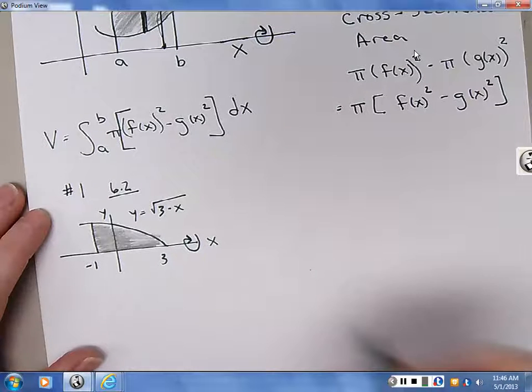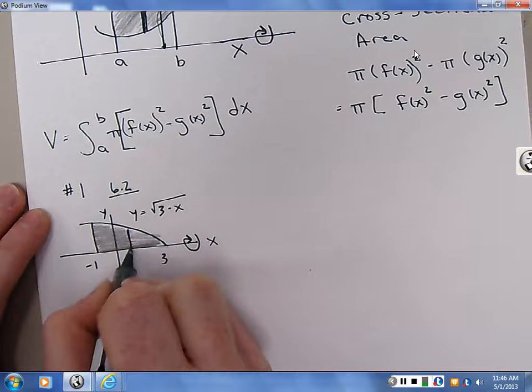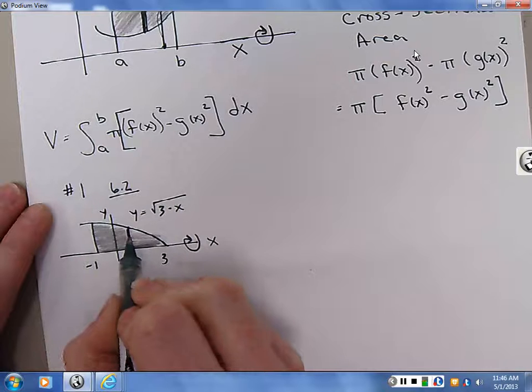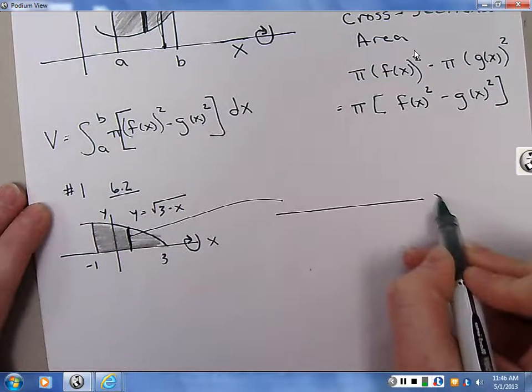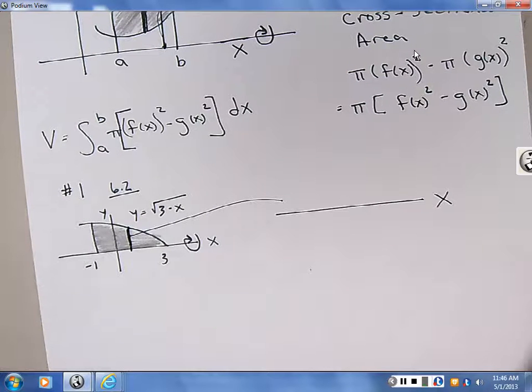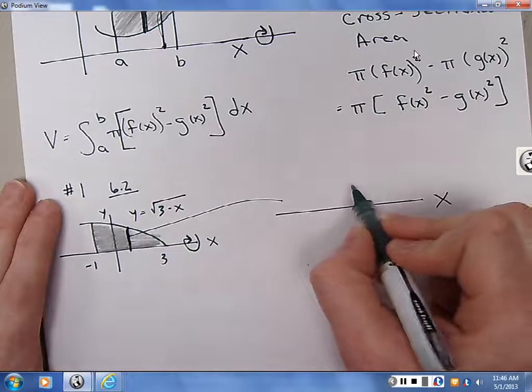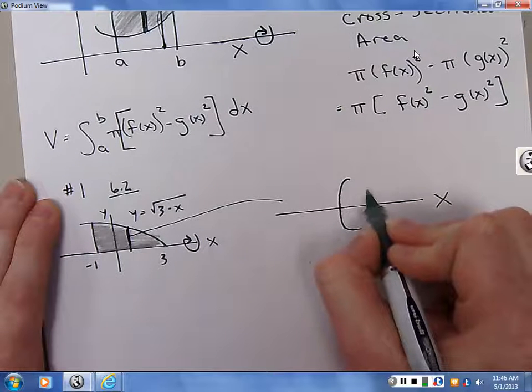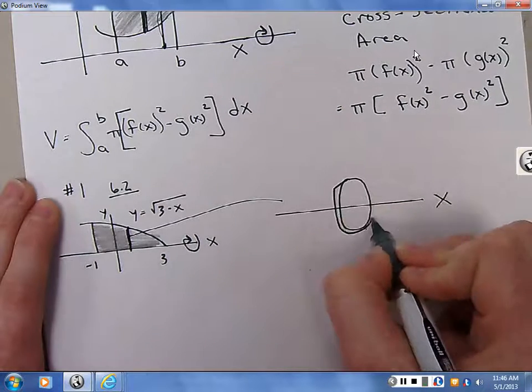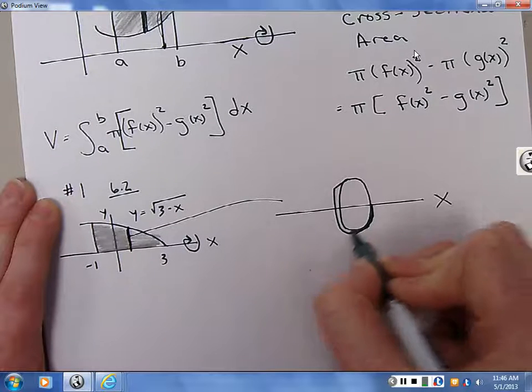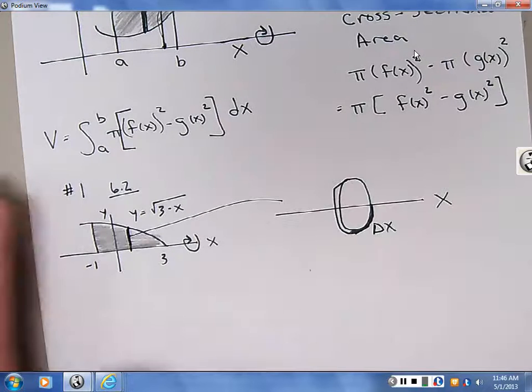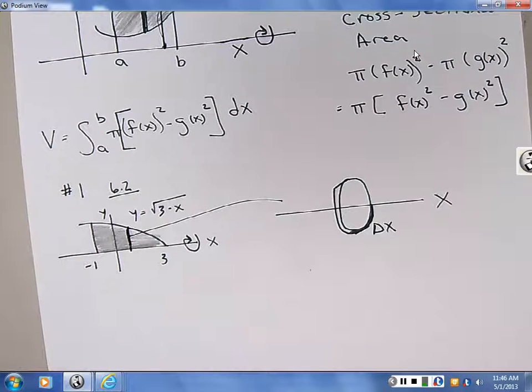So if I rotate this, I take a cross-sectional area. I like to always come over here and draw my axis of rotation. That will tell me if my slices are perpendicular. My slices are always perpendicular to the axis of rotation. So that just reminds me, I have this disk, so I have some differential length, and this differential length is along the x-axis.